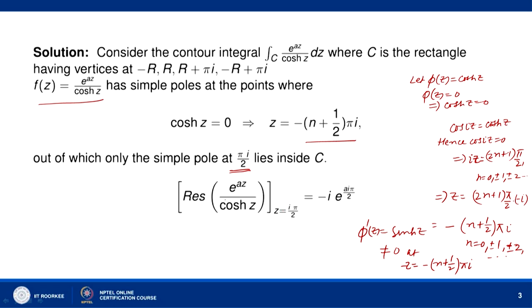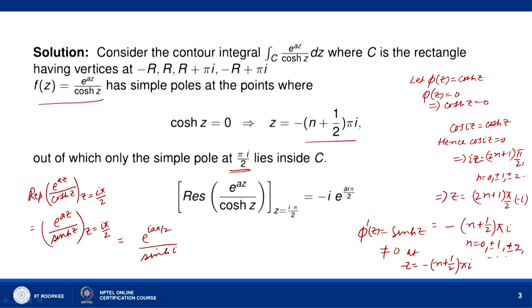Now, here it is easier if we differentiate the denominator of e to the power az over cosh z and put z equal to i pi by 2. So this residue of e to the power az divided by cosh z at z equal to i pi by 2 is equal to e to the power az divided by the derivative of cosh z, that is sinh z, evaluated at z equal to i pi by 2. So this is e to the power a i pi by 2, and sinh(i pi by 2).